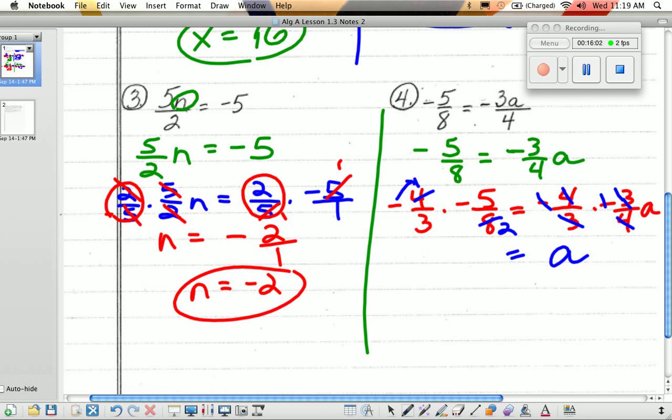Can we do any other simplifying? No. Okay, so now we multiply across. A negative times a negative is a positive, and 1 times 5 is 5. 3 times 2 is 6. Can that be simplified? No, I don't think so. Okay, then our solution is 5/6.